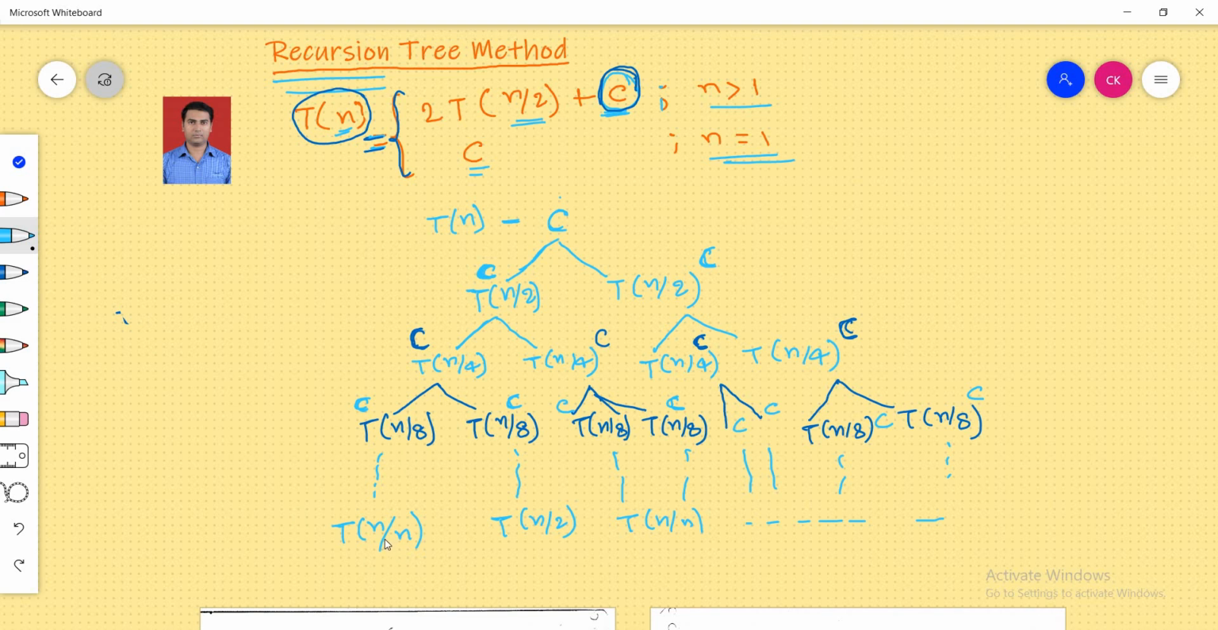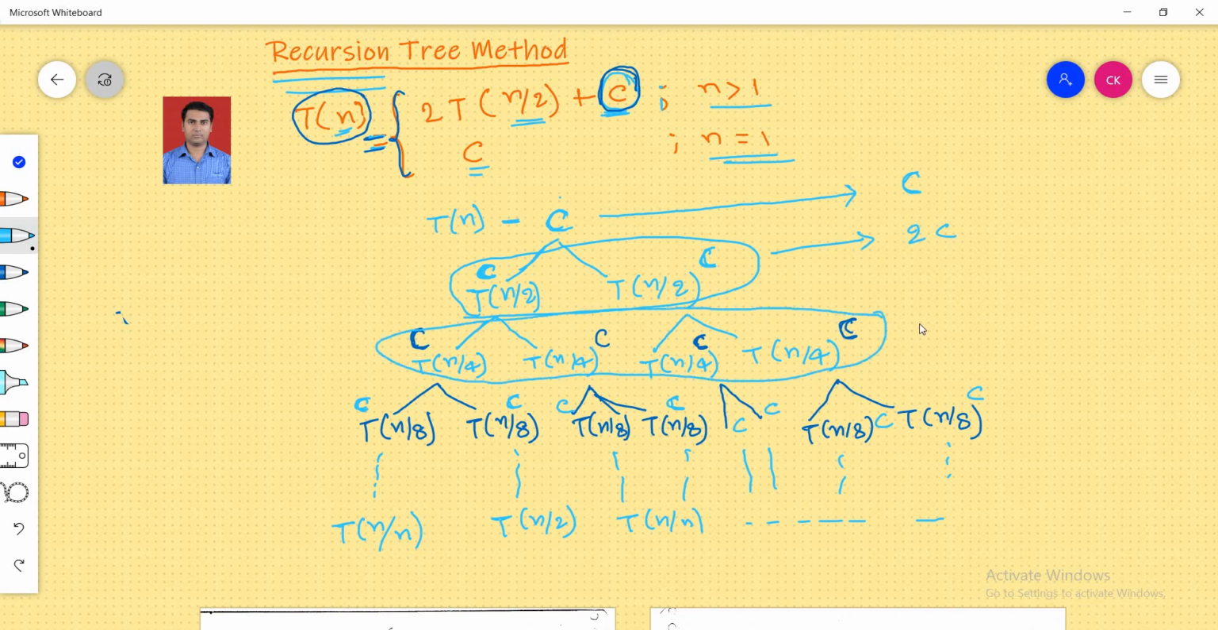Now we know how much work is done at each level. At this level only c amount of work is done. Now at this next level, how much work is done? c plus c, 2c amount of work. Similarly at this level, if you notice, the total amount of work done is 4c. And similarly at this level, the total amount of work done is 1, 2, 3, 4, 5, 6, 7, 8, so 8c.